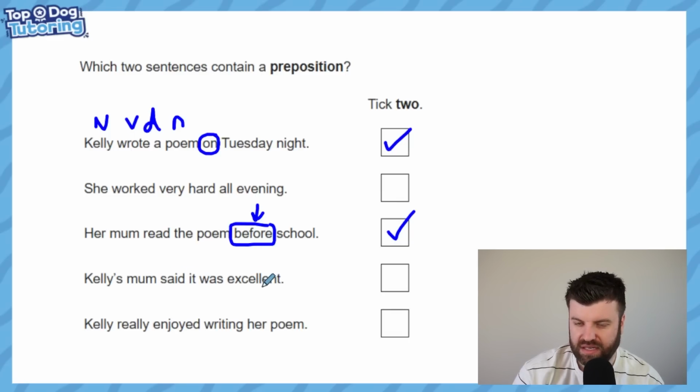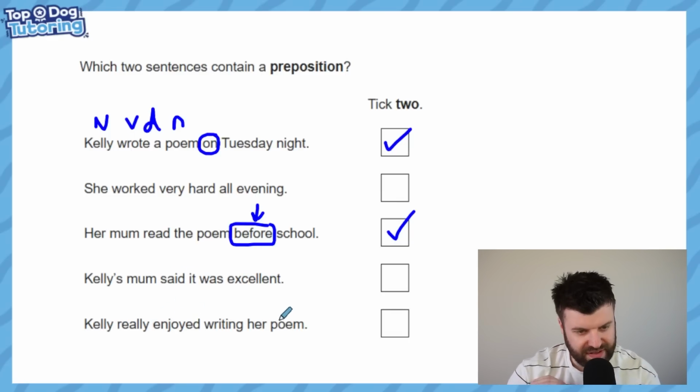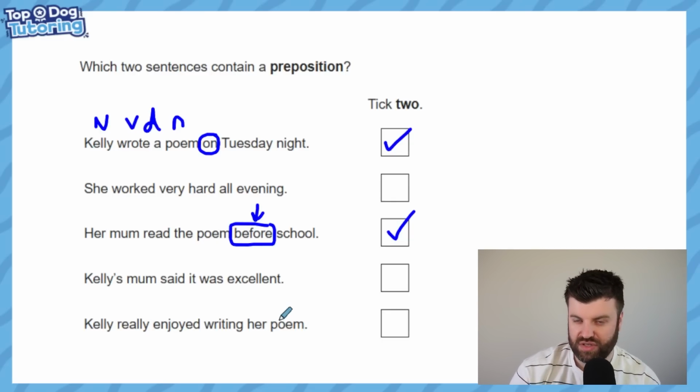Kelly's mum said it was excellent. No prepositions in there. Kelly really enjoyed writing the poem. Fantastic. That shows us that if we're confident the rest don't have prepositions, we were right in the first place with the first 2.